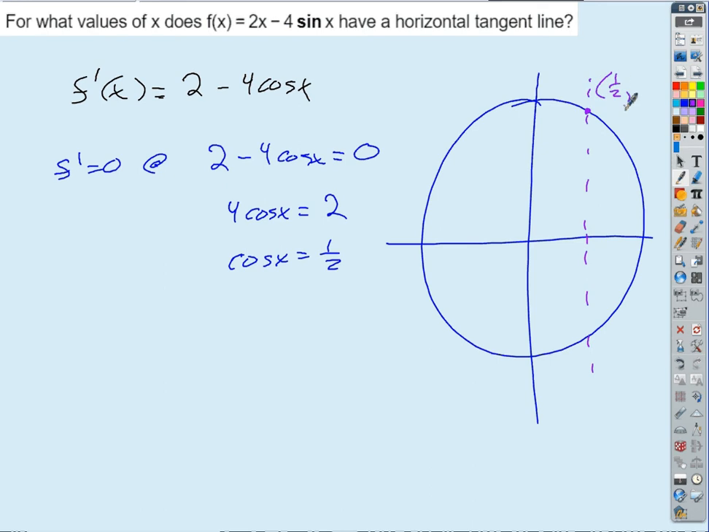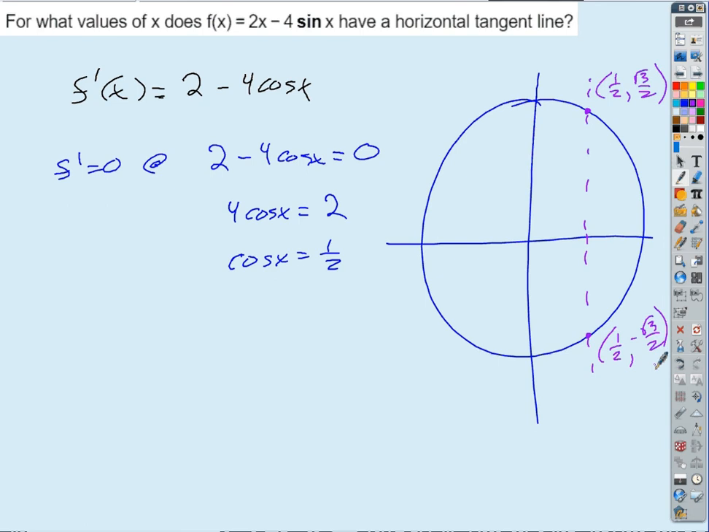Where the coordinates are 1/2 what? Not that we care, but what would the coordinates be at that point? If x is 1/2, what would y have to be? Square root of 3/2, right? And down here, if x equals 1/2, what does y equal? Negative square root of 3/2. We didn't really care, I wanted you to think about the unit circle a little bit.